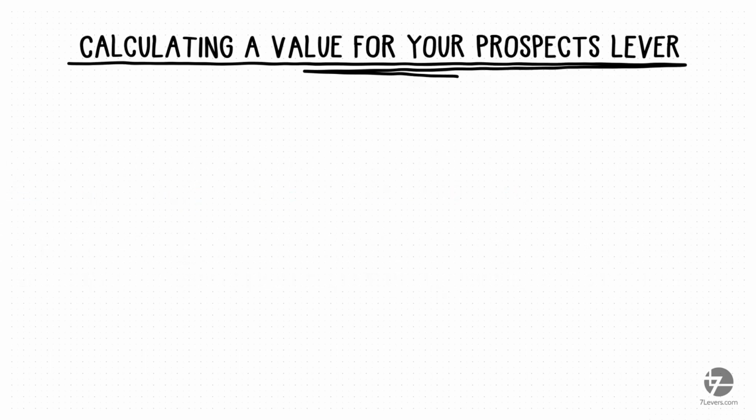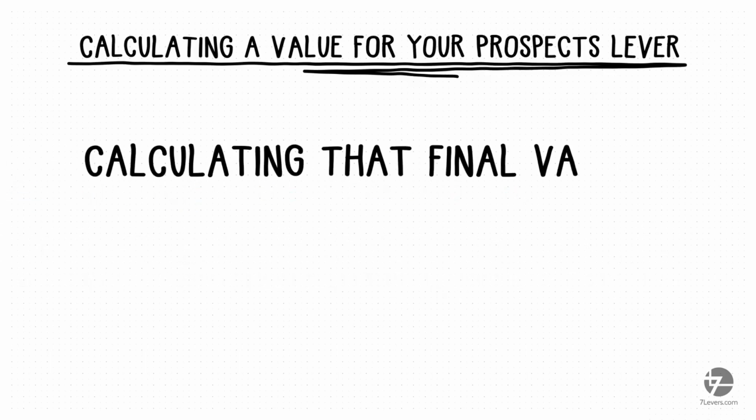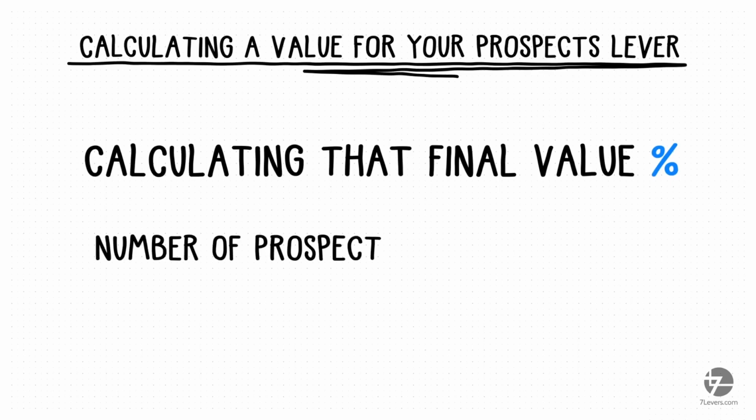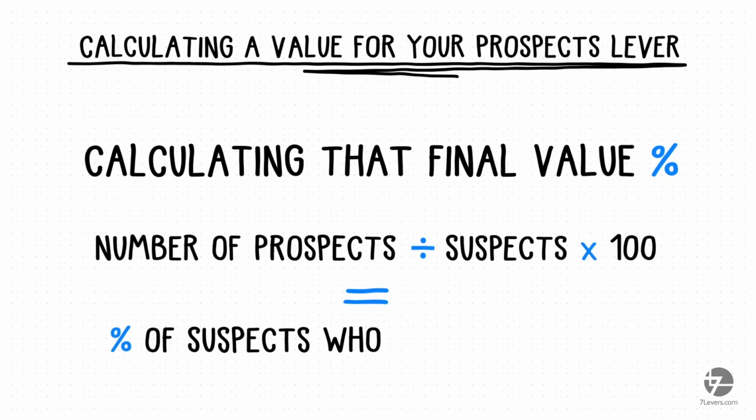And the final value that we actually want, that percentage, is obtained by taking the number of prospects, dividing it by the number of suspects, and then multiplying the result by 100. That will give you a single figure, which is your percentage of suspects who became prospects.